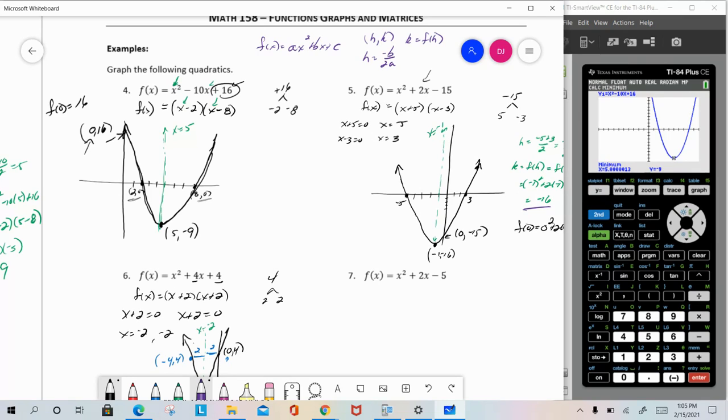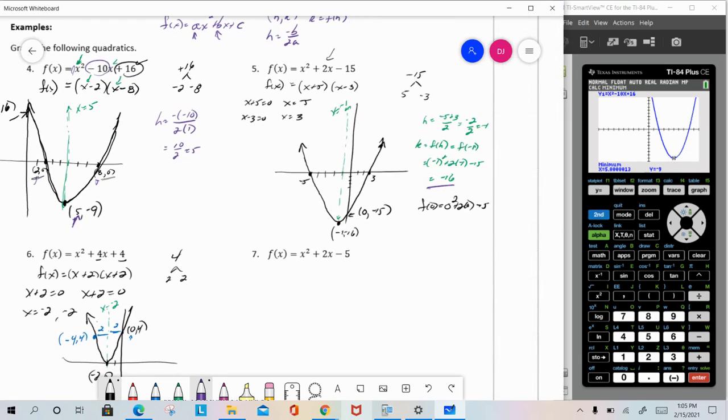by doing -b over 2a. Here's my b and here's my a. Remember this 5? We got 5 by finding halfway between 2 and 8. Well, the other thing I could have done is b is 10. So I could have done the opposite of -10 divided by 2 times the a value, which is 1. And that would have been 10 divided by 2, or 5. We could have found that h value by getting 5.